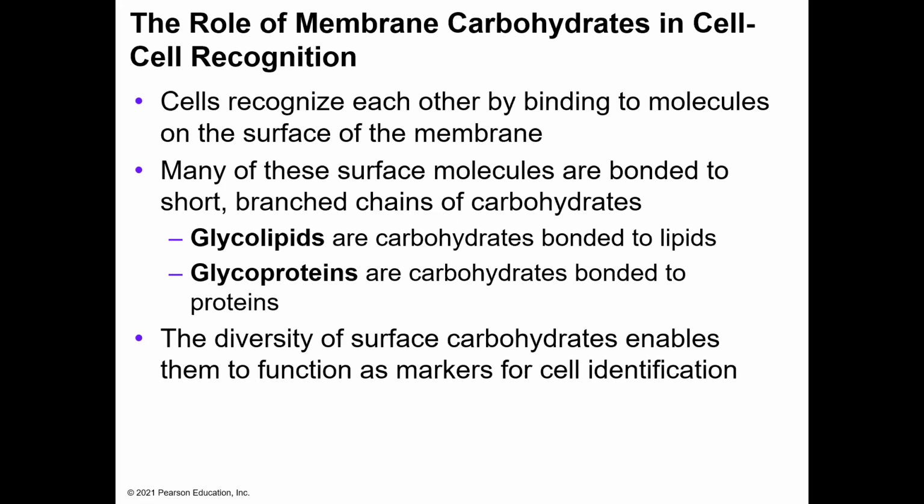So the role of membrane carbohydrates in cell-to-cell recognition is important. Cells recognize each other by binding to the molecules on the surface of the membrane. Many of these surface molecules are bound to short branch chains of carbohydrates. So we gave an example of the glycoproteins. Those are proteins that have carbohydrates attached to them. However, the carbohydrates can attach to the lipids as well, and we call those glycolipids.